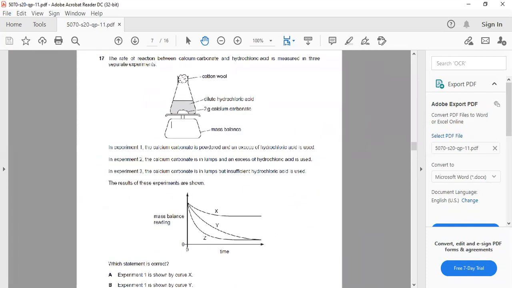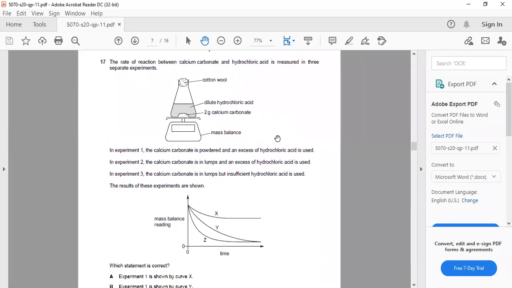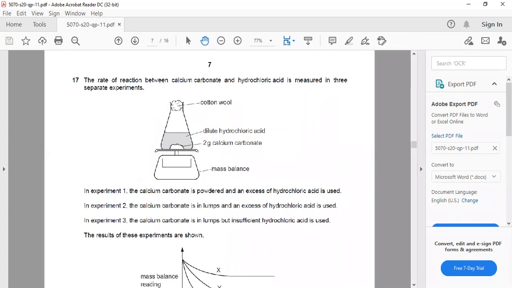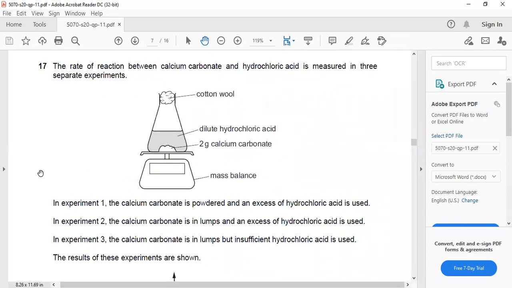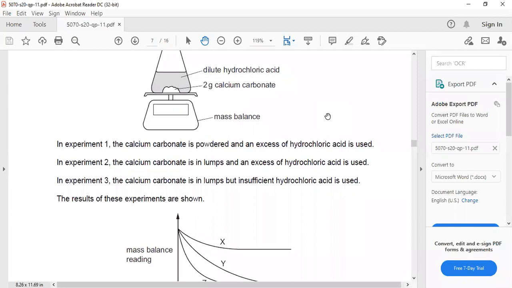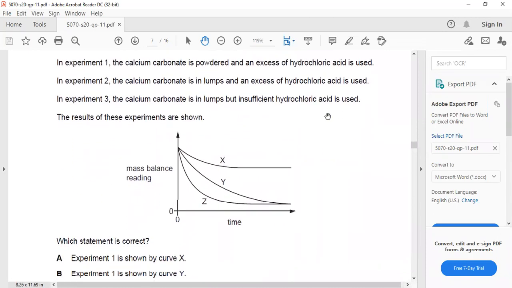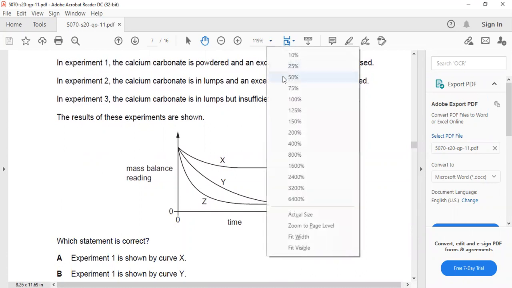It's about rate of reaction. Look again. 2 gram calcium carbonate is a big question. Experiment 1, what did you do? It's a very frequently asked question that calcium carbonate reacts with hydrochloric acid, carbon dioxide is given out. Okay, what happens in experiment 1? They use powdered calcium carbonate. Powdered means faster.